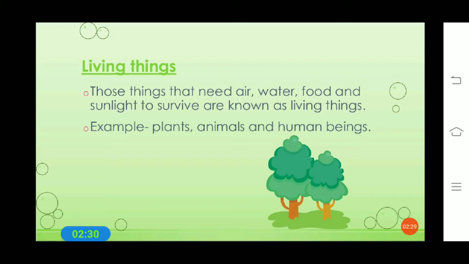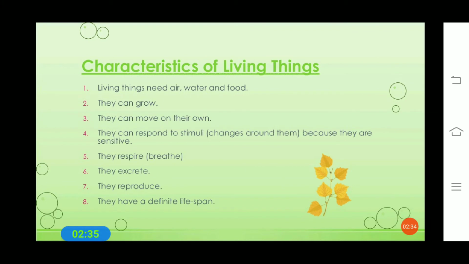So students, what are the main characteristics of living things? The first characteristic of living things is that they need air, water and food. Students, in chapters 1 and 2 in this class we learned that all living things need food and how essential it is to animals and to us. We have also learned that plants make their own food by the process of photosynthesis, and animals depend on plants or other animals for their food.